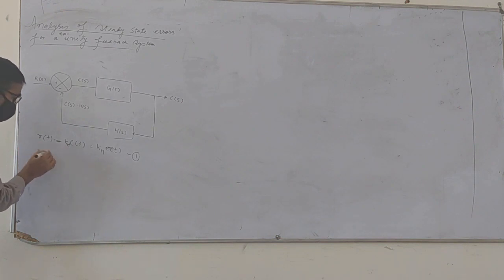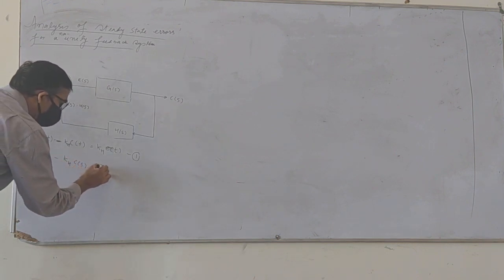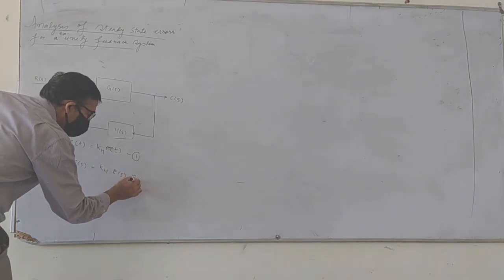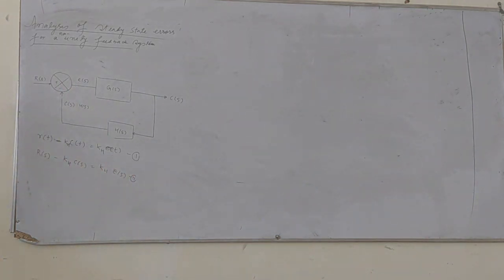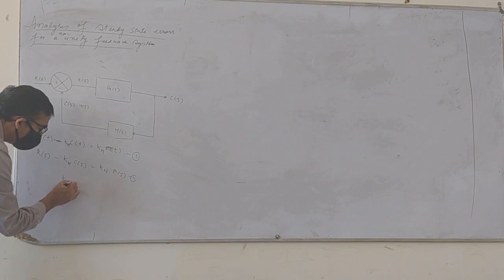Now if I take the same in the S domain, KH times C of S, this is T of S. But the question is, what is the H of S here? What is the KH here? Can anybody tell me? You can write down, this is the DC gain of H of S. This is very important.